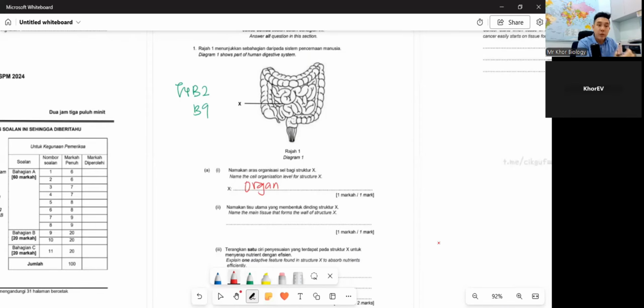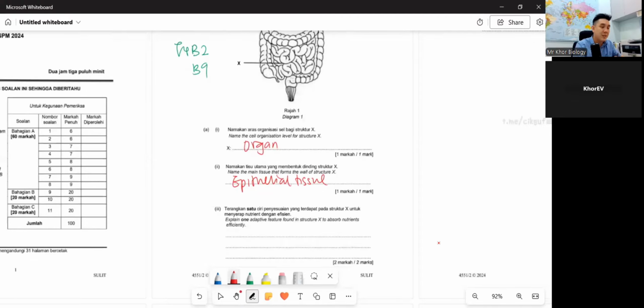The main tissue that forms the wall of the small intestine is epithelial tissue. I think for this set, the answer scheme, if I didn't recall wrongly, they put epithelium. Actually, epithelium is epithelial tissue. So we normally don't put epithelium tissue.